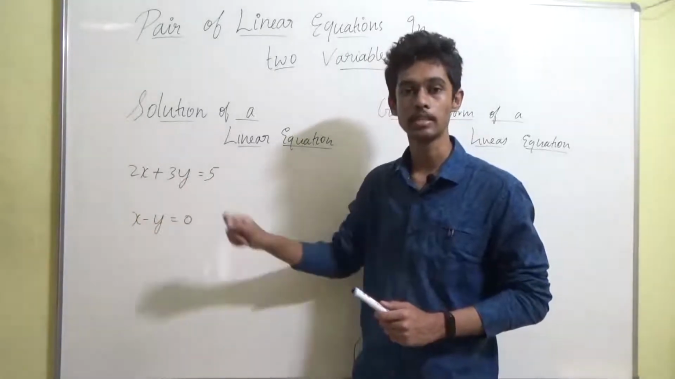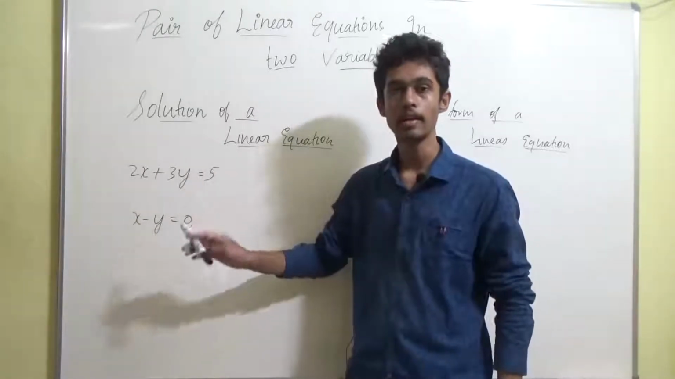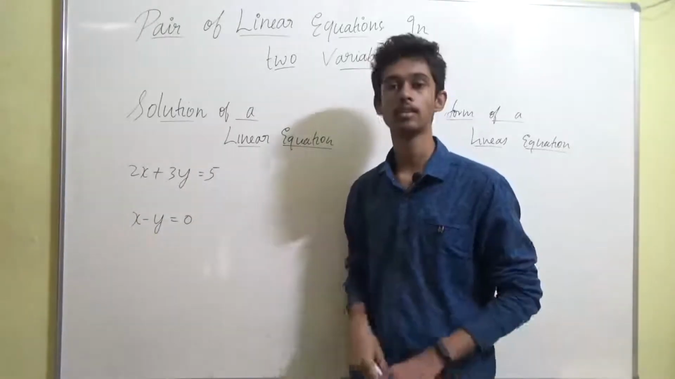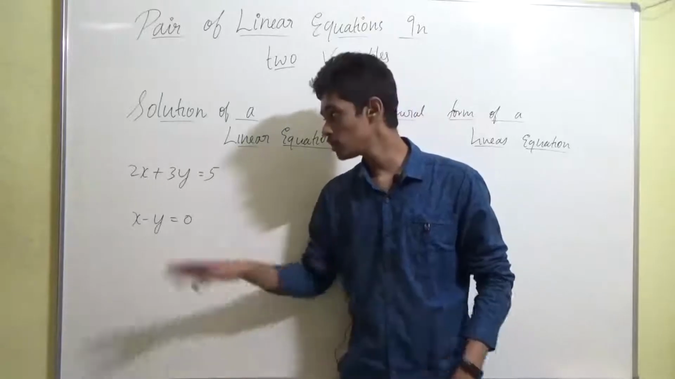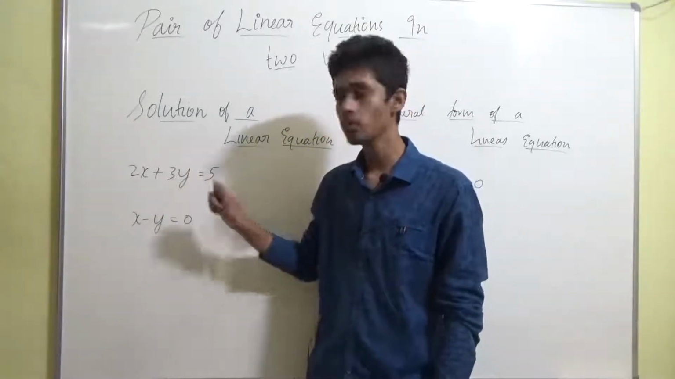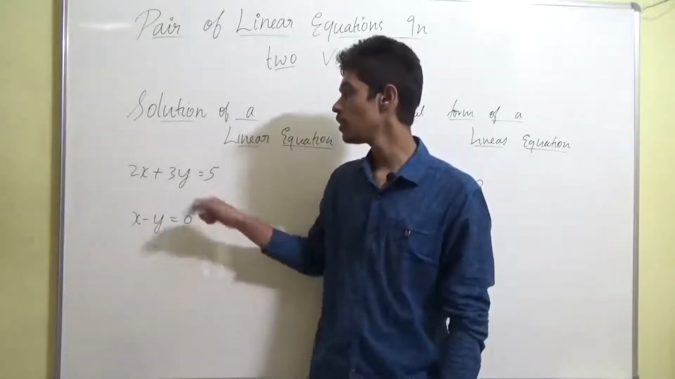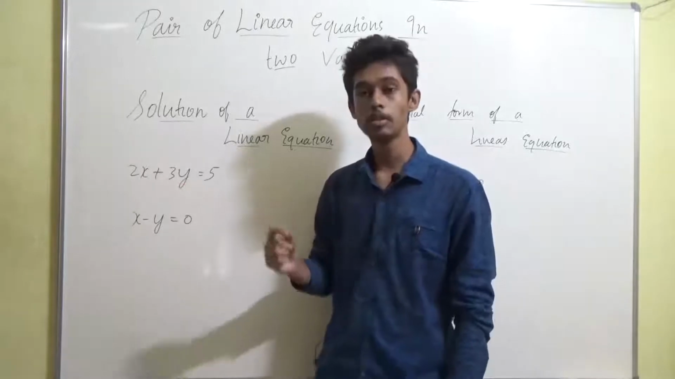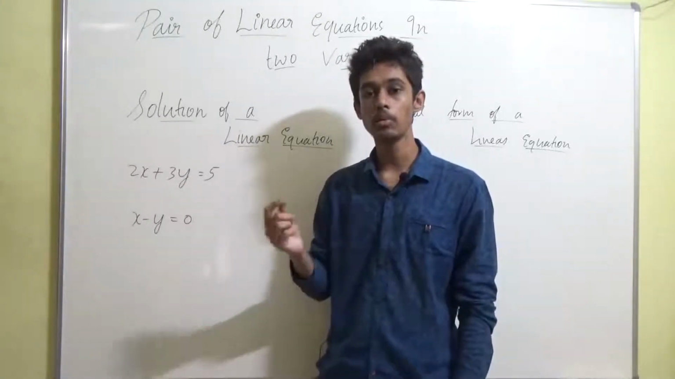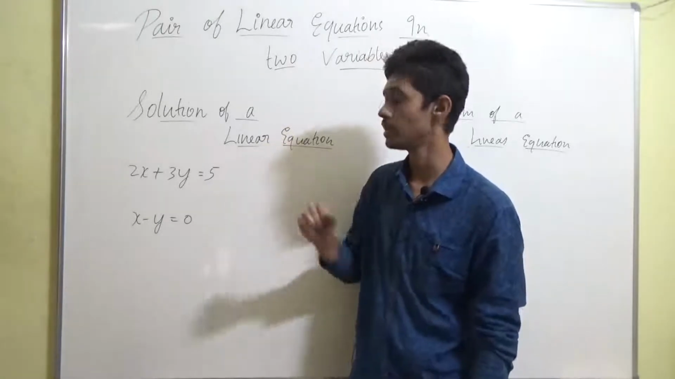LHS should come as RHS. For example, here in this equation, if you put the value of x as 1 and y as 1, you will get RHS equal to 5, because 2 into 1 is 2 plus 3 into y, in place of y you will be putting 1, so 2 plus 3 will give us 5, right? So LHS will be equal to RHS, which means x equal to 1 and y equal to 1 is a solution of this linear equation.